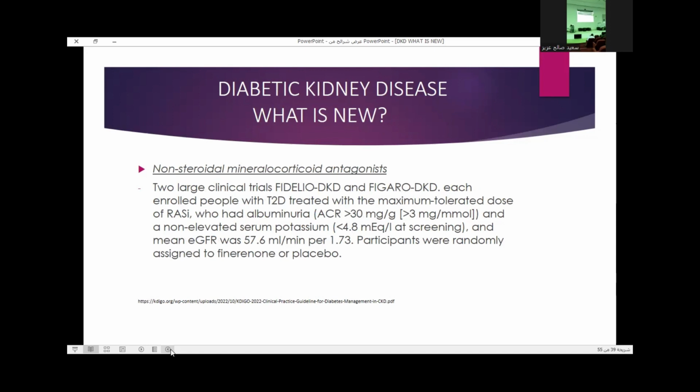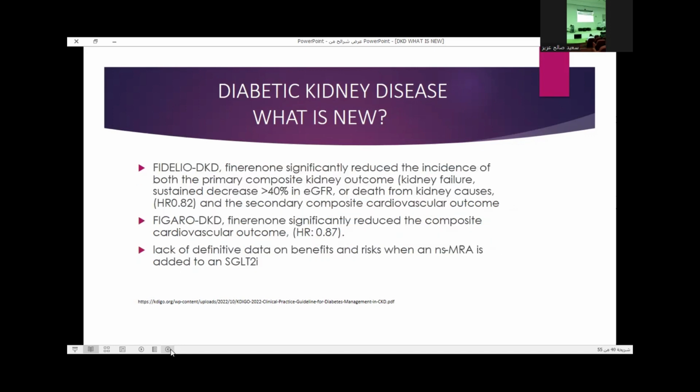So there are two large clinical trials done for this medication, FIDELIO-DKD and FIGARO-DKD. They included patients who have type 2 diabetes with a maximum tolerated dose of the RAS inhibitor, who had albuminuria more than 30 milligram per gram. Their serum potassium was less than 4.8, and the mean GFR was 57.6. And then they assigned the patients to receive finerenone or a placebo.